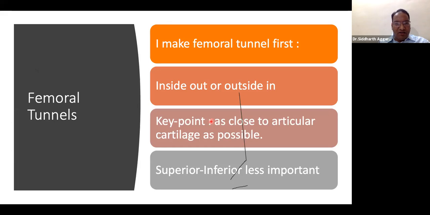I make femoral tunnels first, whether it's inside out or outside in is irrespective, but I make the femoral tunnel first. The key point on the femoral tunnel side is that it has to be as close to the articular cartilage. That is the first slide I showed, the origin of the PCL. So it has to be close to cartilage. The superior inferior extent is important, but to a lesser extent. More important is the closeness to the articular cartilage. It has to be as anterior as possible. Either way, the direction of the pull is going to pull it posteriorly, so err on the anterior side.